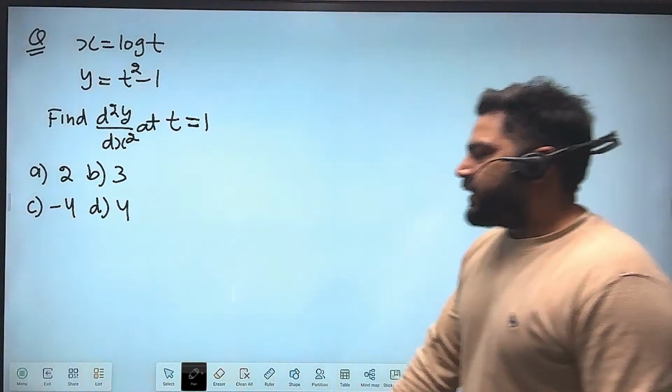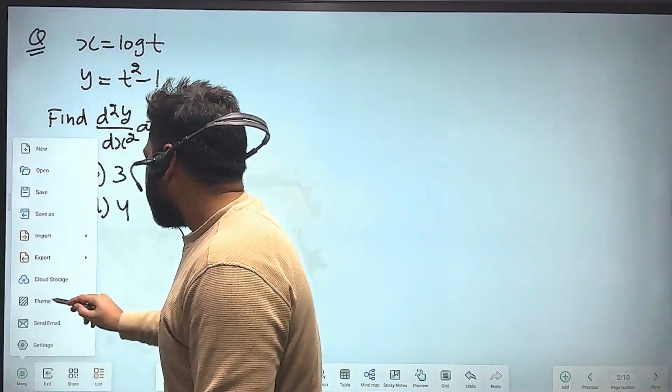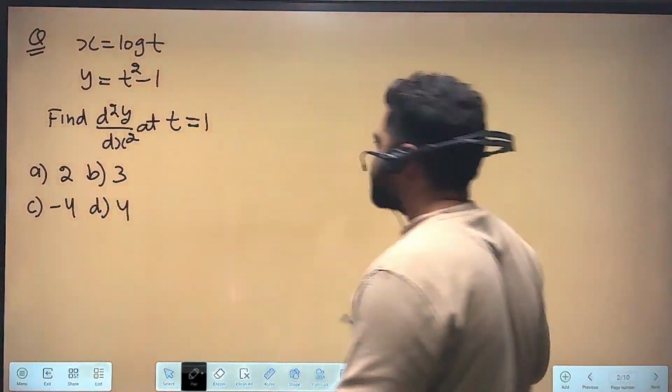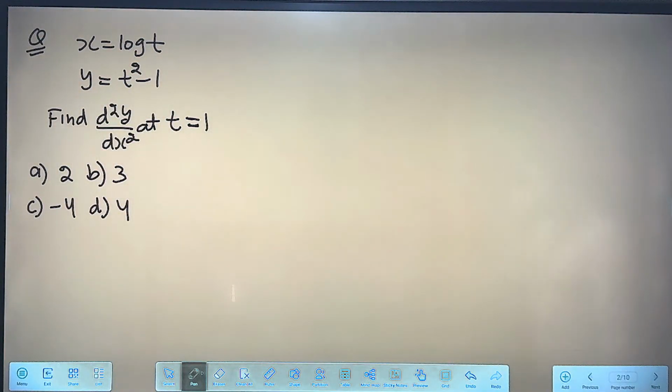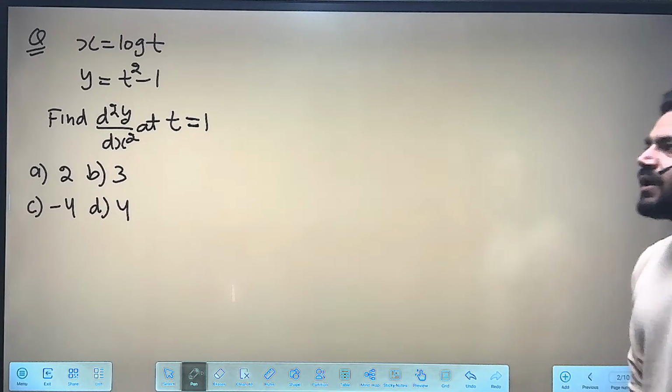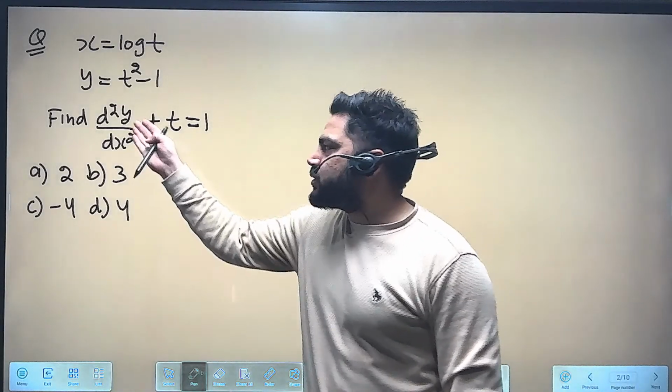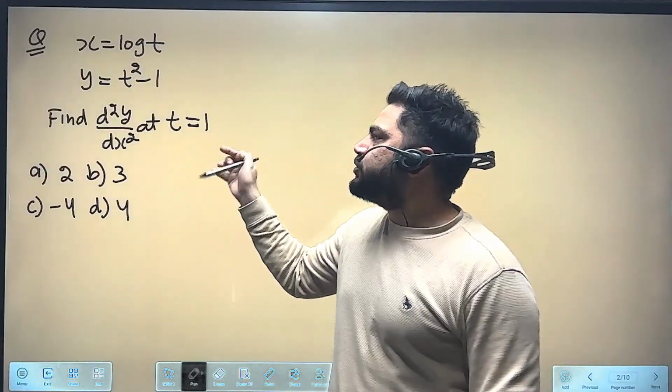Fine. So now we have some questions also. So this is the first question, and I'll solve it for you. How to solve this? In the first question, x is given in terms of t, that is log t. y is also given in terms of t, that is t square minus 1. So basically t is the parameter here, and they want us to find the double derivative. Double derivative means d square y by dx square at t is equal to 1.